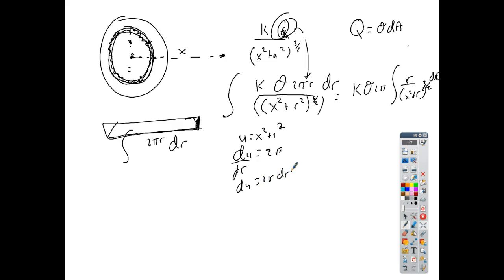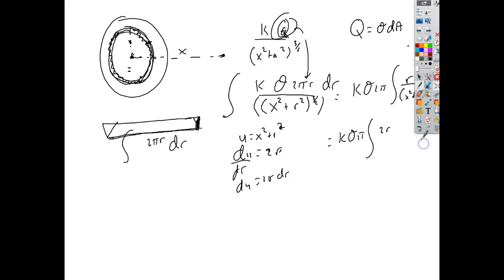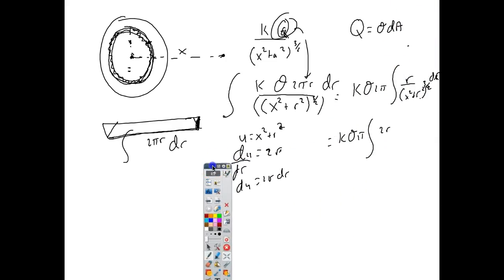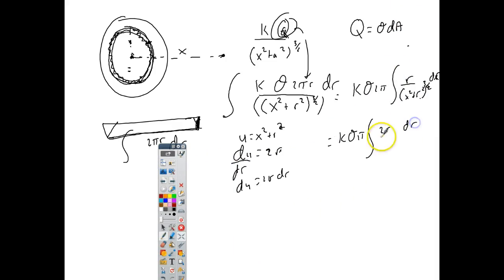So I need to make the top 2r dr. 2 back. Okay, so I'm going to put the 2 back in. K hat boy pi integral 2r dr over x squared plus r squared to the 3/2. Now, for you people playing the home game for the first time, what we're doing here is normally when you do a chain rule, you add on the 2r, right? Take the derivative and you tack it on. We're doing the integral. So we got to do it backwards.